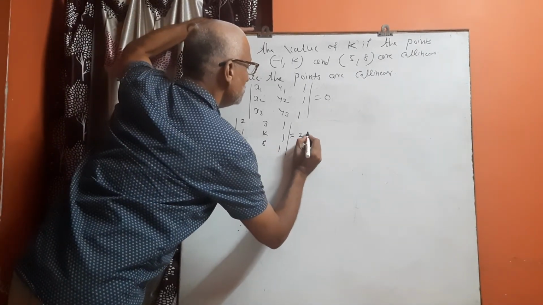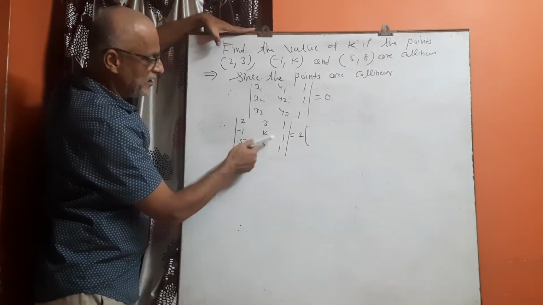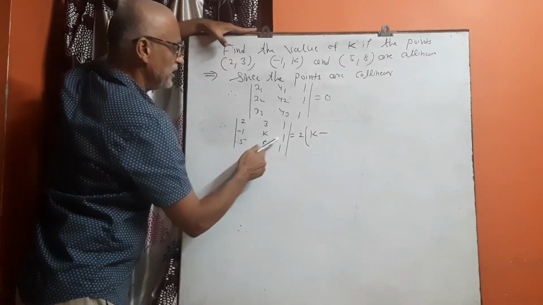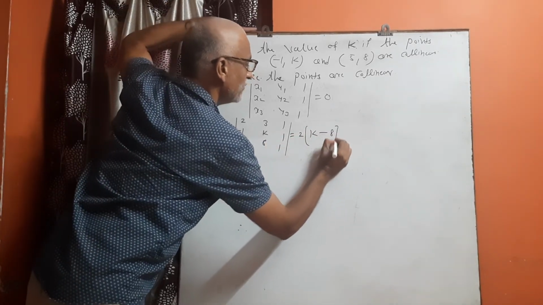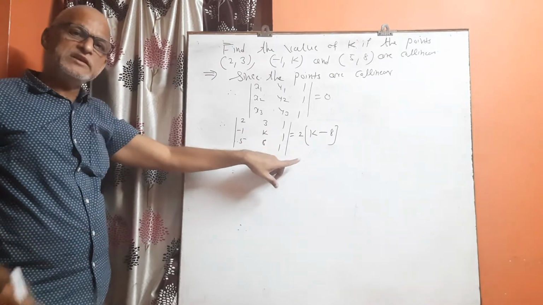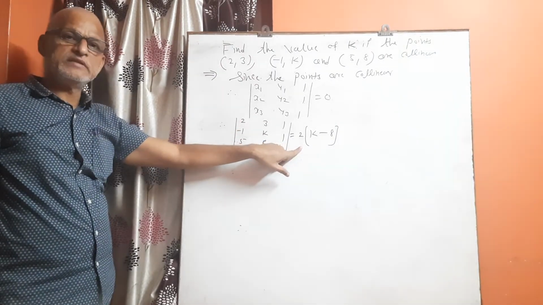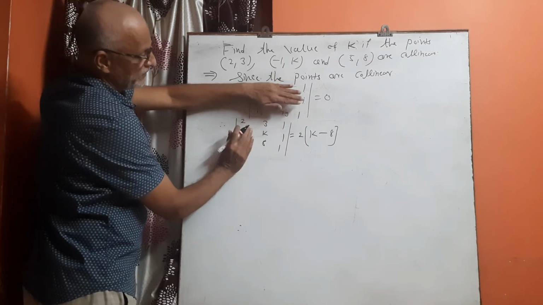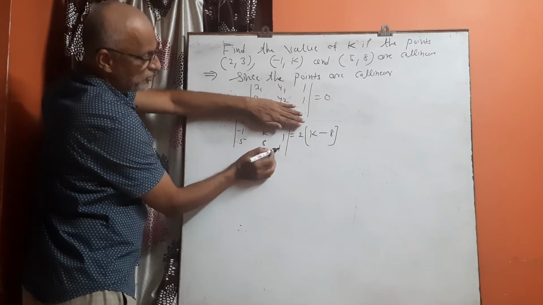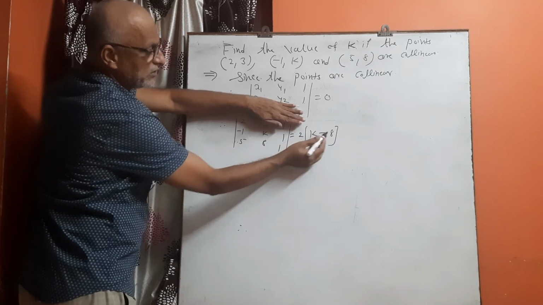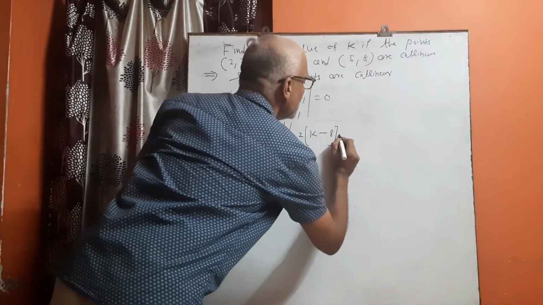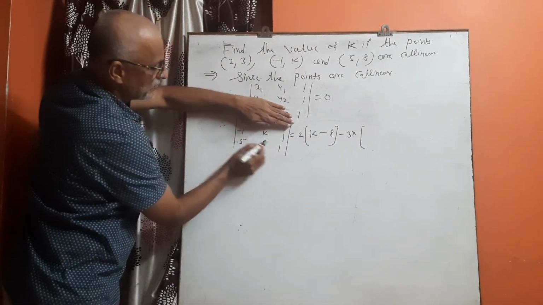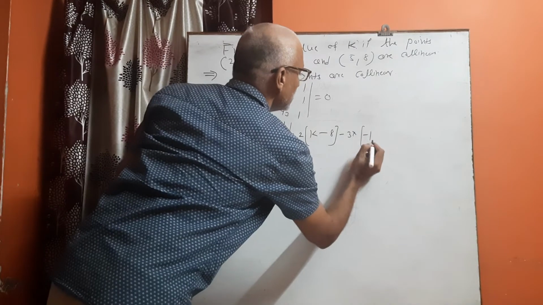It is equal to 2 into k into 1, that is k, minus 8 into 1, that is 8. Those who have not practiced, solve by the simple method. Those who have practiced can directly solve it. This and this are gone. So k into 1, that is k, minus 8 into 1, that is minus 8, minus 3 into, this end is gone, so minus 1 into 1, that is minus 1.